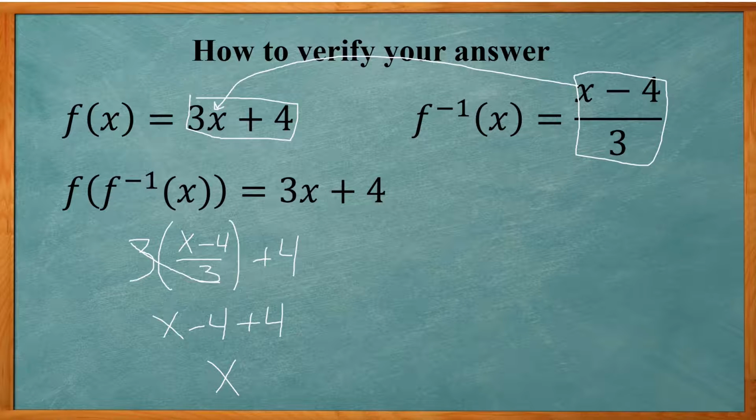Because if I plug some value into the inverse function, I'm going to get some number out. If I plug that number into the main function, I'm going to get the number that I started out with. So the combination of these two functions just yields x. What I put in, I'm going to get out. So this is one way to verify your answer, to see if your inverse function is correct.